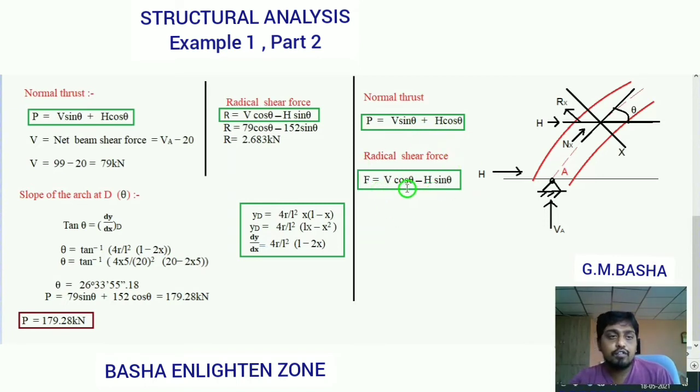These are the formulas. For the normal thrust, denoted by P, what about this V? V is the net shear force, and theta is the inclination. For that we have to find the slope also. I will show that. And H is the horizontal thrust. For that you have to see the diagram, so I will take down the diagram here.